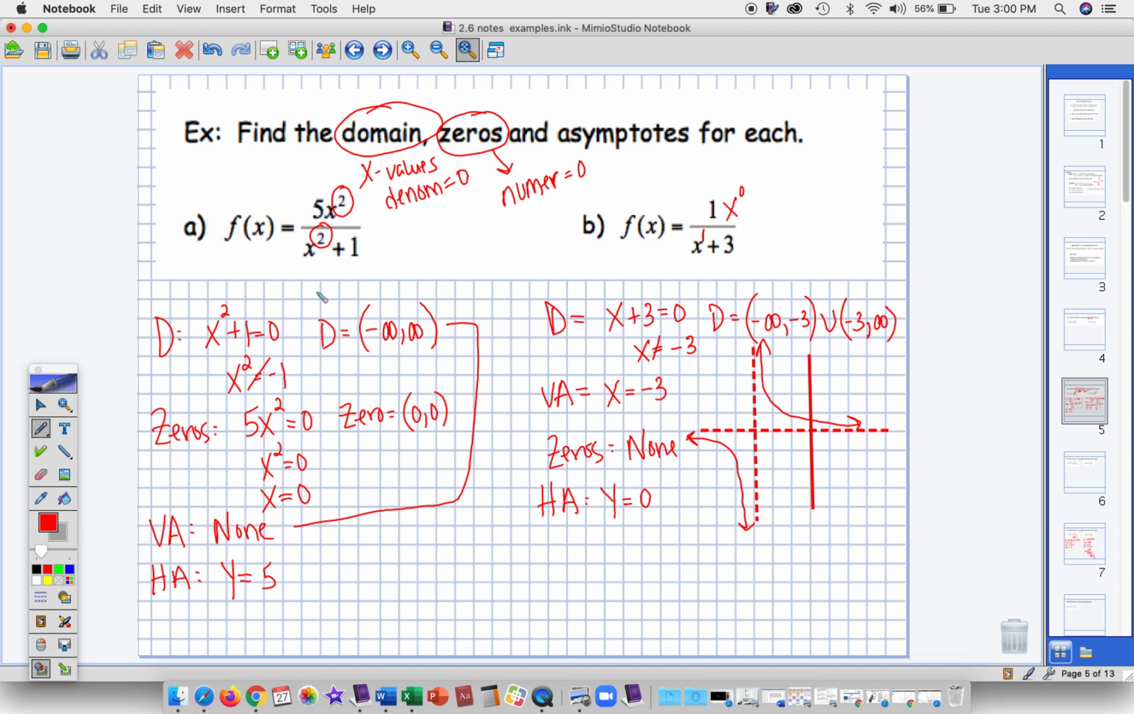And finally, comparing the degrees, they're both quadratic, or second power. So they're the same. So this is the case where it's y equal to the ratio of the leading coefficients, 5 over 1. For B, we only have a 1 in the numerator, so you can think of the power of x as being a 0.